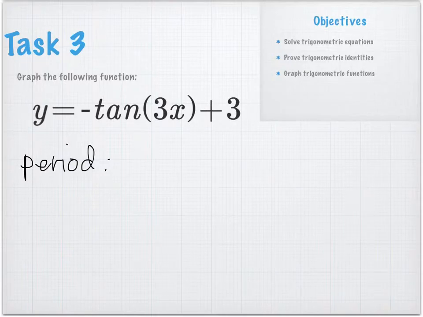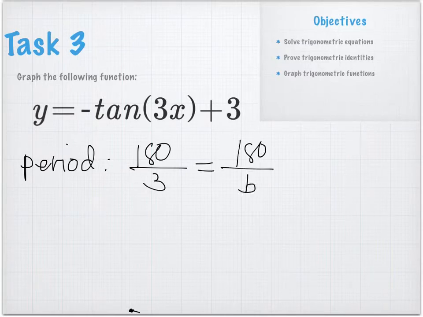How did you get that? What's the period? 60. What's the formula for the period for tangent? 180 divided by 3. I forgot the formula. The formula is 180 divided by B, right? This came from 180 divided by 1. So this is equal to 60 degrees.